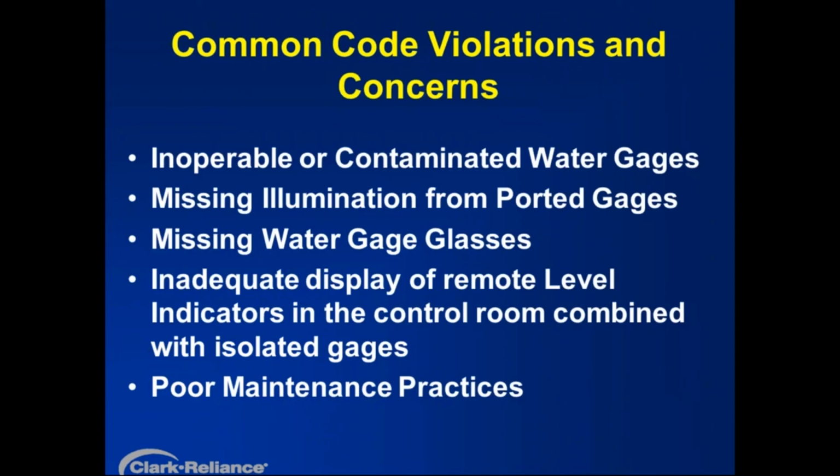Now we'll get into a few common code violations and concerns that we see when we're talking to users, surveying plants, working with boiler inspectors. The things that we commonly see are contaminated or inoperable water gauge glasses. Maybe it's red tag, do not operate, and too much time has gone by without it being remedied. Missing light fixtures from ported style gauges, missing gauge glasses in total. Maybe someone installed a magnetic level gauge to replace a gauge glass.